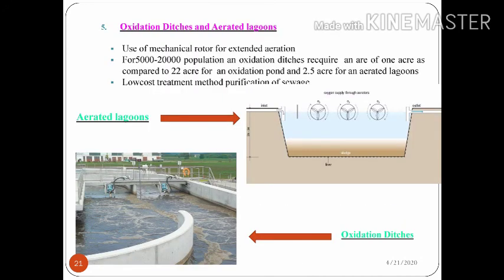Oxidation ditches. The other methods recommended are oxidation ditches or aerated lagoons. These methods make use of mechanical rotors for extended aeration, for treatment of waste of population between 5,000 to 20,000. An oxidation ditch requires a small area as compared to 22 acres of oxidation ponds and 2.5 acres for an aerated lagoon. These are low cost treatment methods for the purification of sewage.